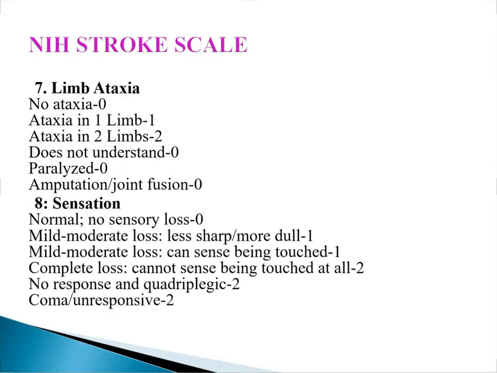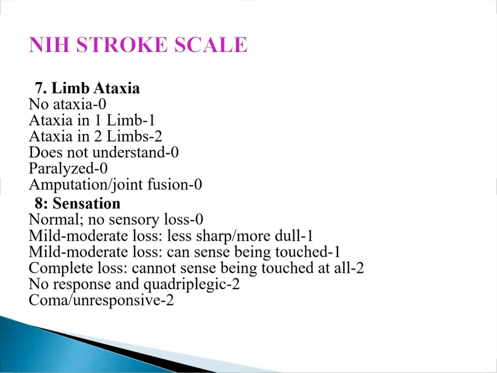And the seventh component is the limb ataxia. If there's no ataxia, it is given as 0. Ataxia in 1 limb, 1. 2 limbs, 2. If the patient doesn't understand, given as 0. Paralyzed, it is given as 0. Again, amputation is given as 0.